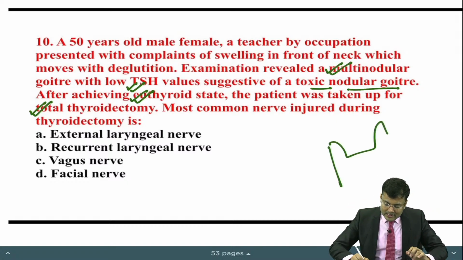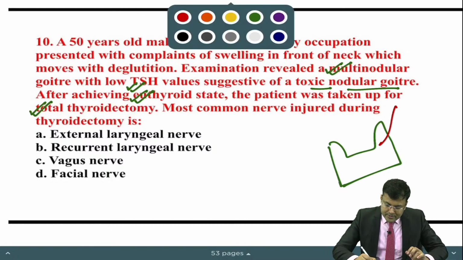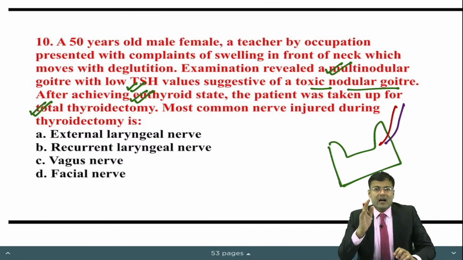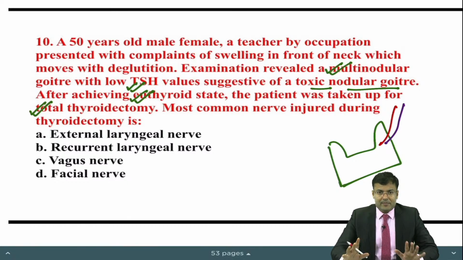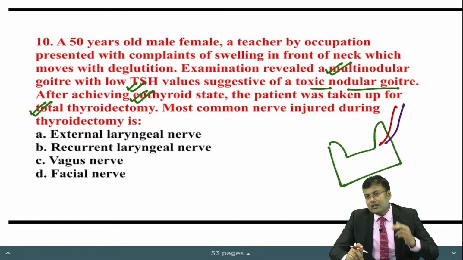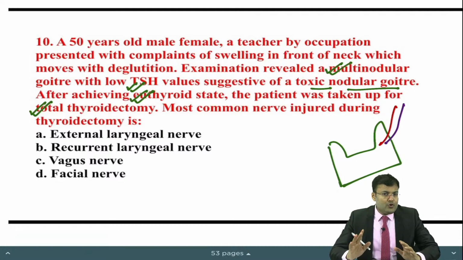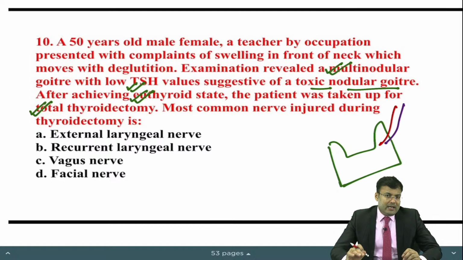This is the thyroid gland. Okay, you know the superior thyroid vessels. Superior thyroid vessels are ligated close to thyroid. Why? To prevent the injury of external branch of superior laryngeal nerve, that is also known as external laryngeal nerve. I am repeating.